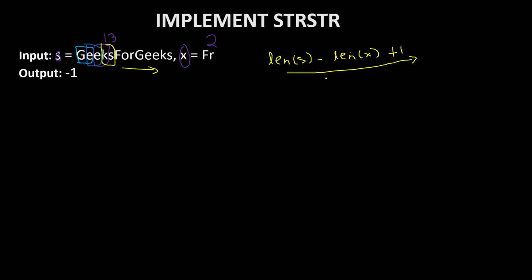Okay, now let's see how we can do it. Length of S is 13, length of X is 2. 13 minus 2 is 11, right? Then plus 1, 11 plus 1 is 12. The total will be 12. So if we count these one by one, then there will be 12 groups in total. So these 12 groups will be exactly the groups which we can divide.